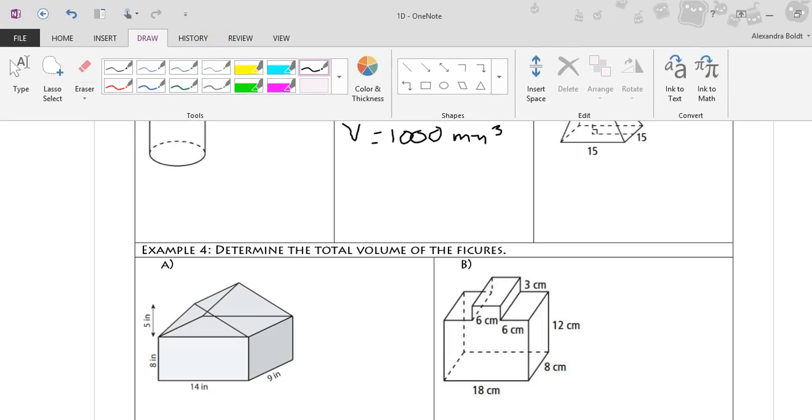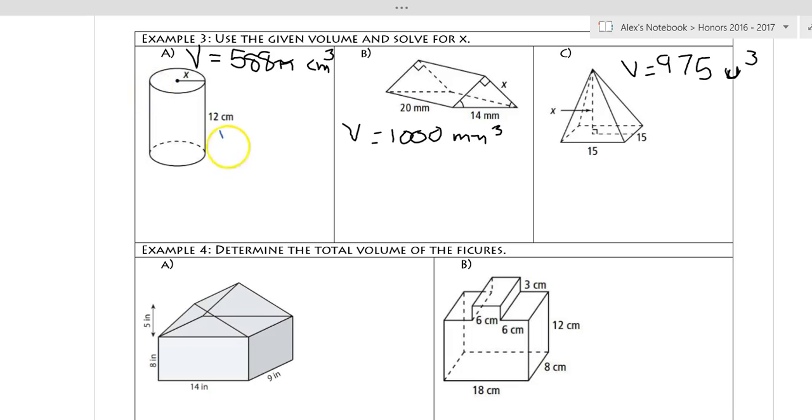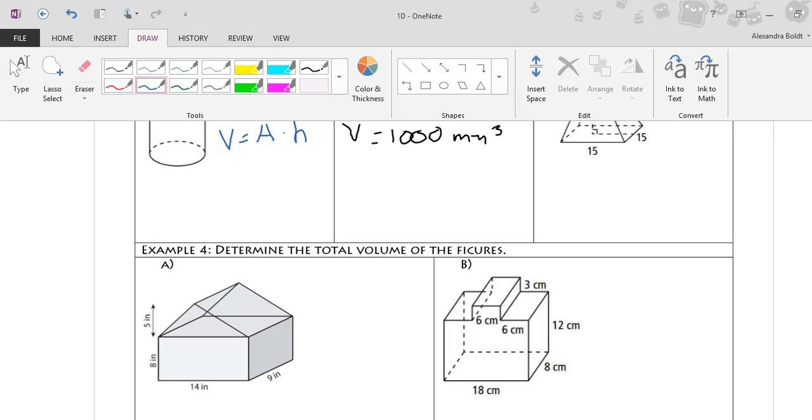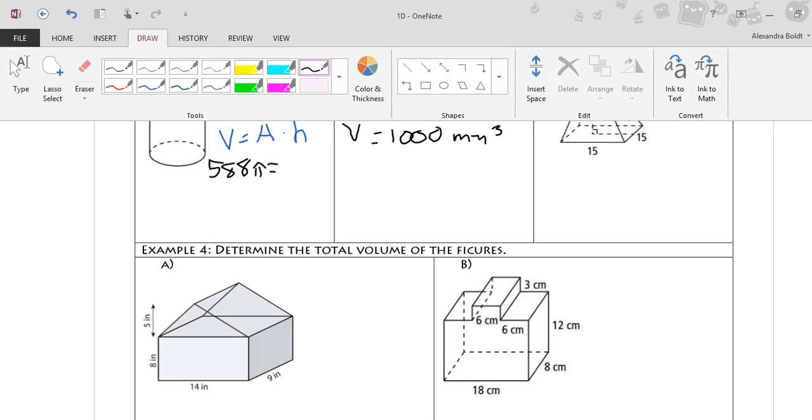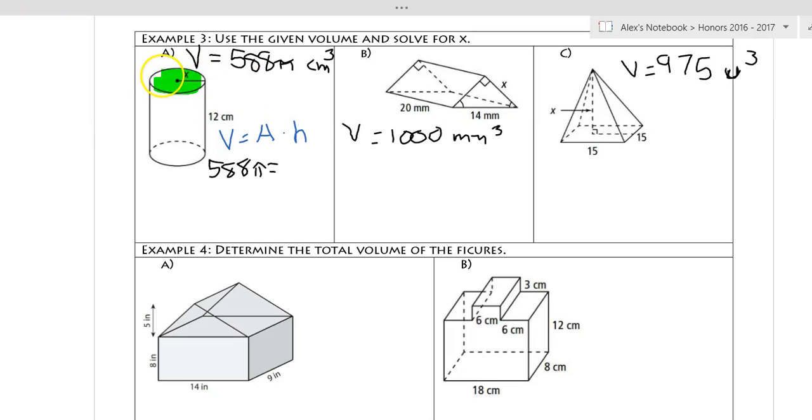Alright, so for these, it's the same exact thing. I still am always going to have my volume equals the area times my height. But now, instead of not knowing my volume, I know my volume, and I don't know some other part of my equation. So for this, my volume is still 588 pi. That equals the area of my base, this area here is pi times x squared, and I don't know x, and then my height is just 12, so times 12.